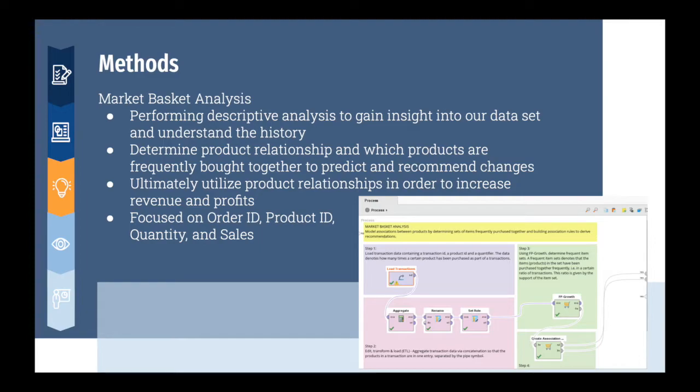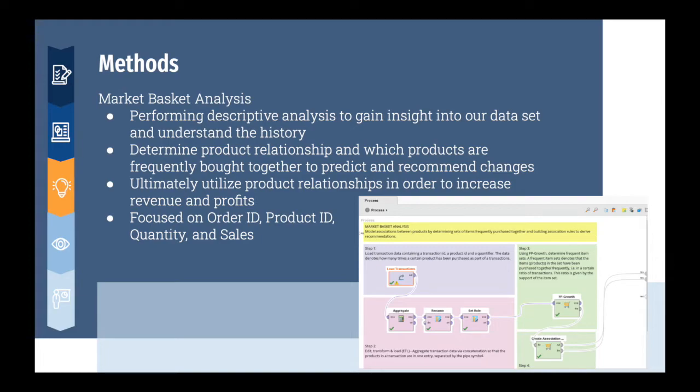Next, our main method of analysis was our market basket analysis. With this, we performed descriptive analysis to understand the data set further through the buying history of the company's customers. With this analysis, we focused on order ID, product ID, quantity, and sales in the data set. We wanted to truly gain insight into this area of the data. Therefore, we could determine product relationships and which products were frequently bought together.